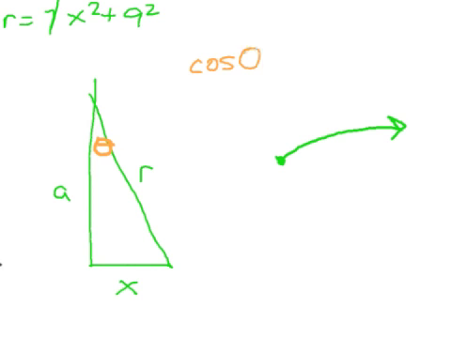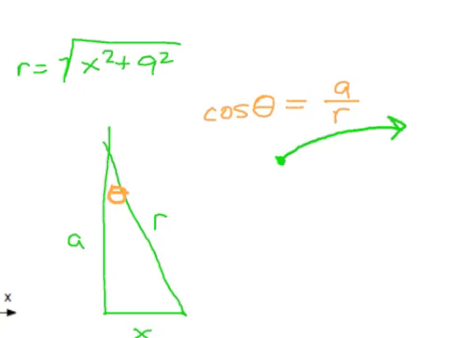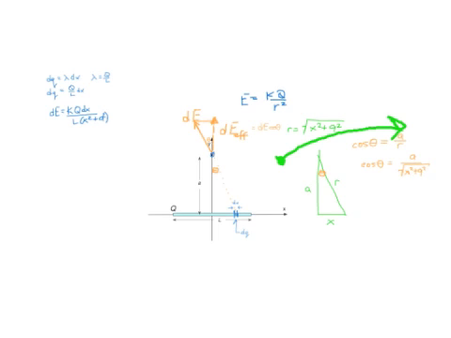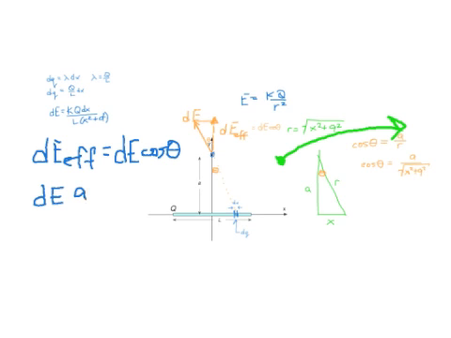So I can say that the cosine of theta is the adjacent over the hypotenuse, otherwise known as a over r. And a moment ago, we already said what r was. We said that r is the square root of x squared plus a squared. So that means that the cosine of theta is equal to a over the square root of x squared plus a squared. So that allows us to write the value of dE effective. We said that dE effective is equal to dE cos theta, and that's going to be dE times a over the square root of x squared plus a squared.